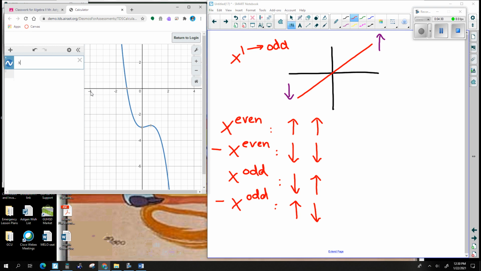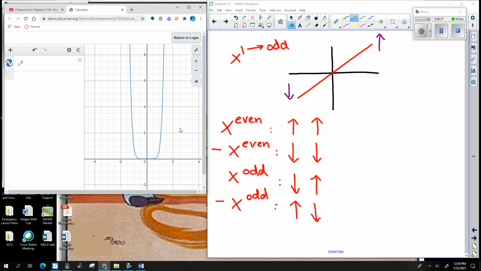Let's think of an even number, let's get big. Let's go x to the 8th. What do you know? An x to the 8th is a positive even. Positive even is up, up. So that's an up, up. Now again, you can add and subtract all sorts of goofy junk to this.